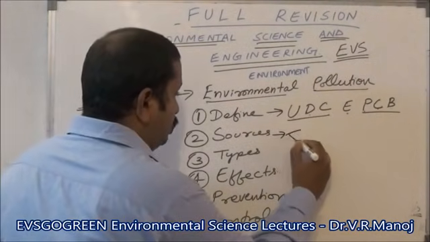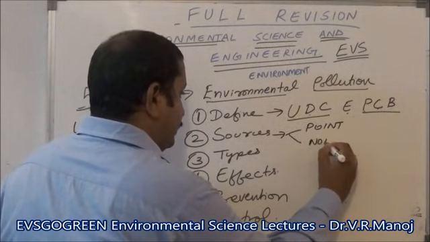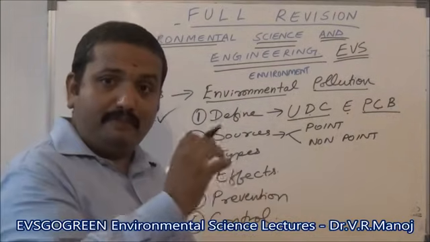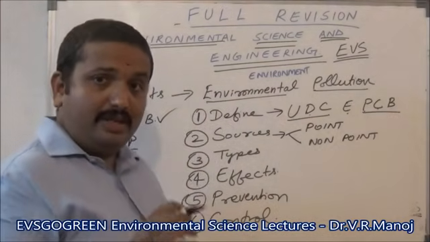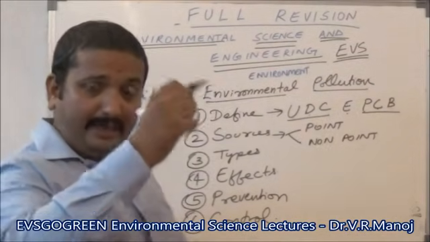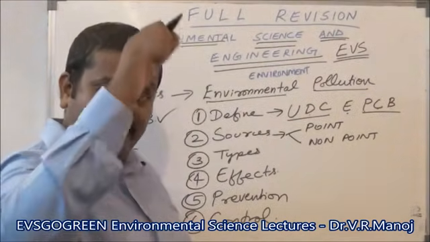Sources, there are always two sources. One is the point source, the other is the non-point source. For point sources, you can pinpoint that this is the source of pollution. A non-point source is generally an entire area where pollution is spread and you cannot localize that the pollution is because of this particular agent or this particular spot.